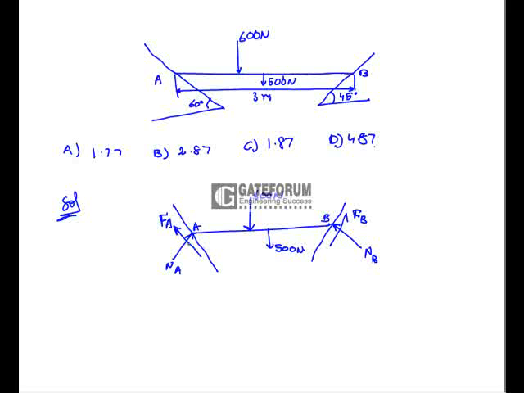So here it makes an angle 30 degrees with the horizontal line, and here it makes an angle 60 degrees with the horizontal. In the same way here also it makes an angle 45 degrees with the horizontal, and it makes 45 degrees with the horizontal. Now take moments about B.